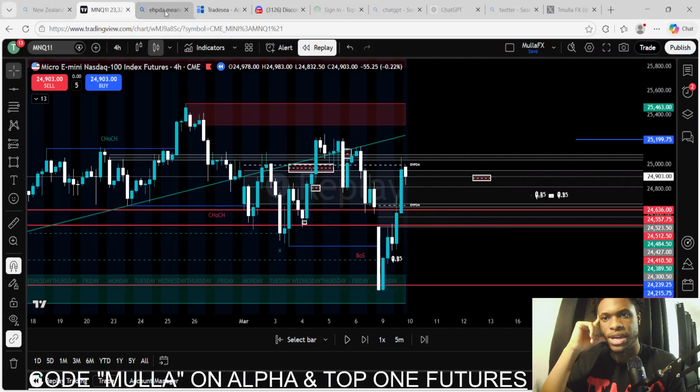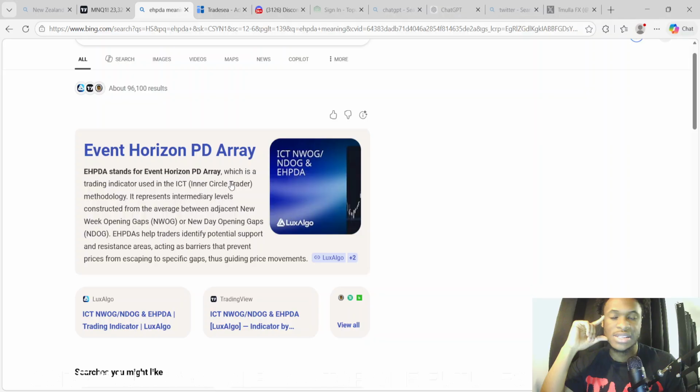If you don't know what that is, which I didn't for quite a while, it's an event horizon PDRA. So basically it's an ICT indicator, of course, but it's like a new week opening gap, new day opening gap, and the average between them. So it basically acts as a resistance or support area for you to see potential reversals.